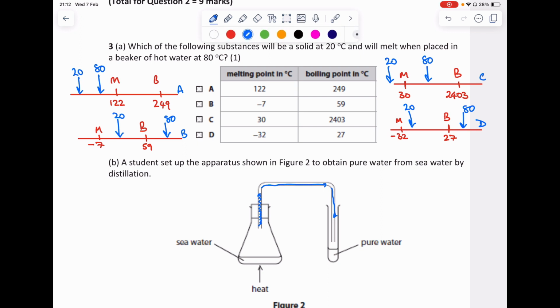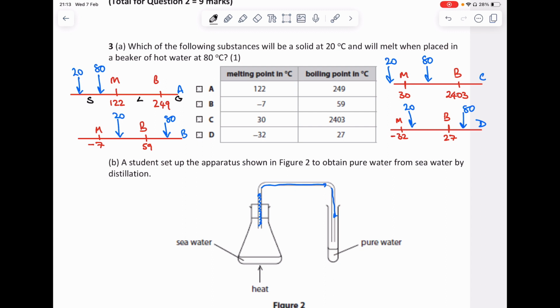So if we look at this first one, I'm going to pick a different colour pen. If we look at this first one here, we can see that before it melts it's going to be a solid, and then it's going to be a liquid, and then it'll be a gas after it's boiled. So this one doesn't work because the 20 and 80 are both in this point here where it's going to be in a solid state, so it's not yet melted.